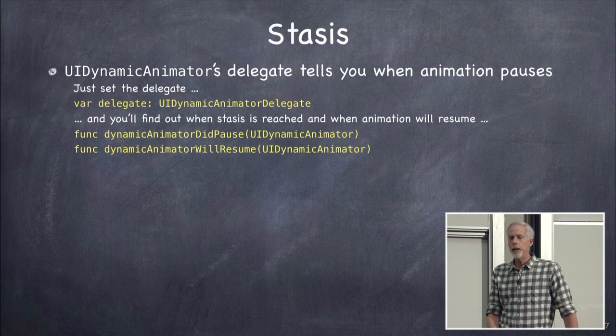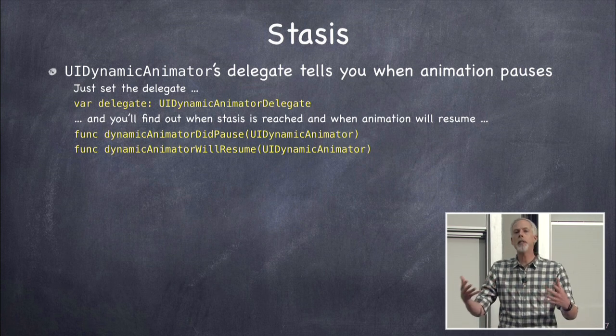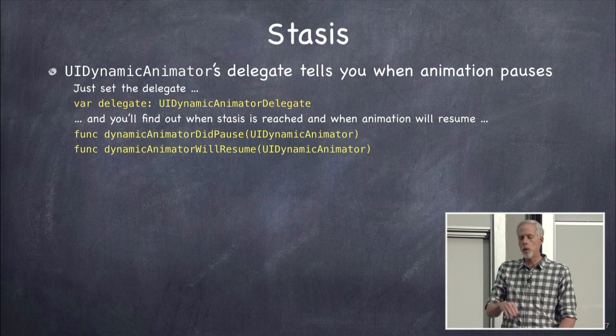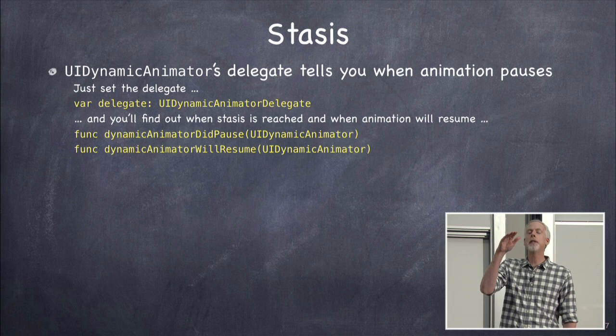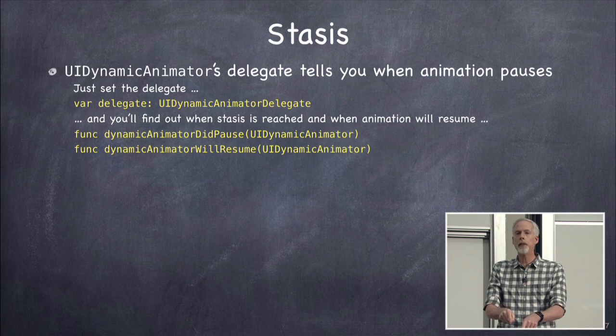Now, another thing that's interesting about the dynamic animator is that most of the time it runs to stasis. So things are happening like, again, swipe up from the bottom of your phone, gravity pulls it out, it bounces off the top a little, and then it stops. And when it stops, the animator's still on, but it has nothing to do, and you'll get these delegate methods sent to you: animator did pause.